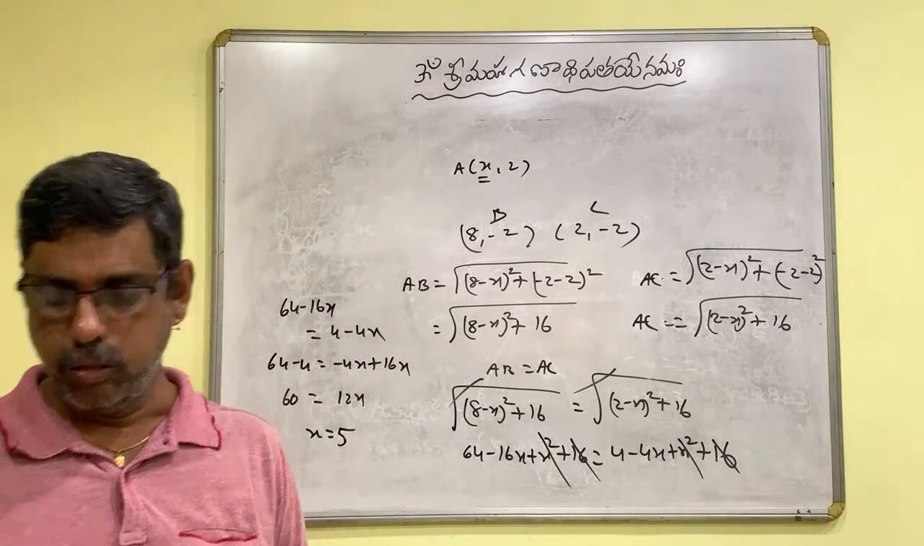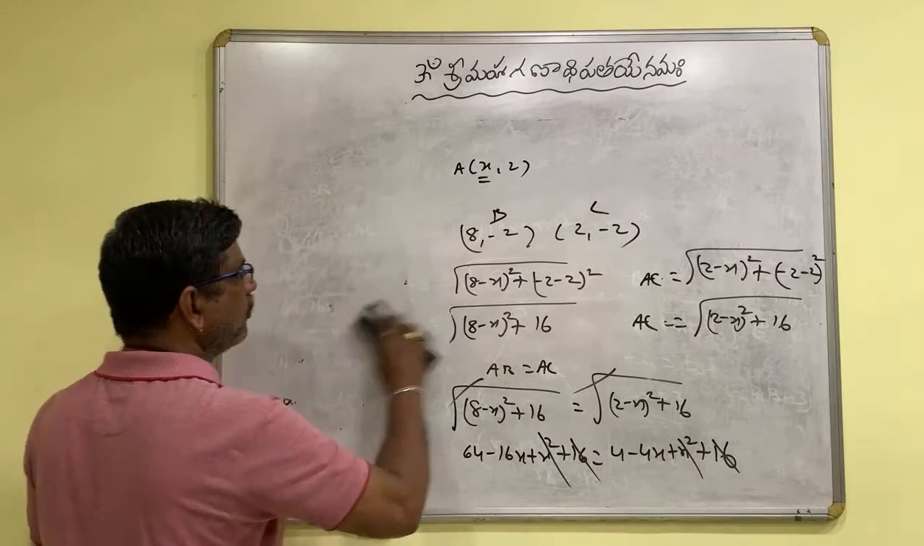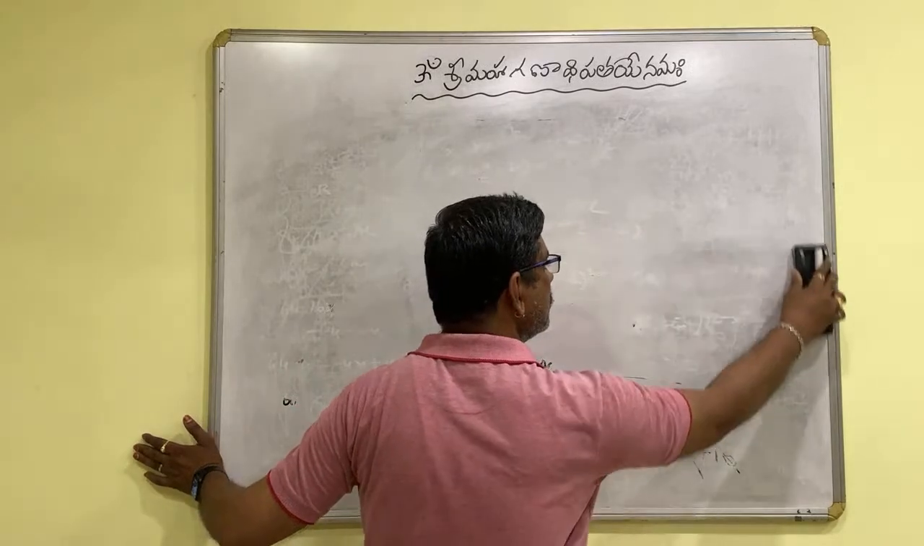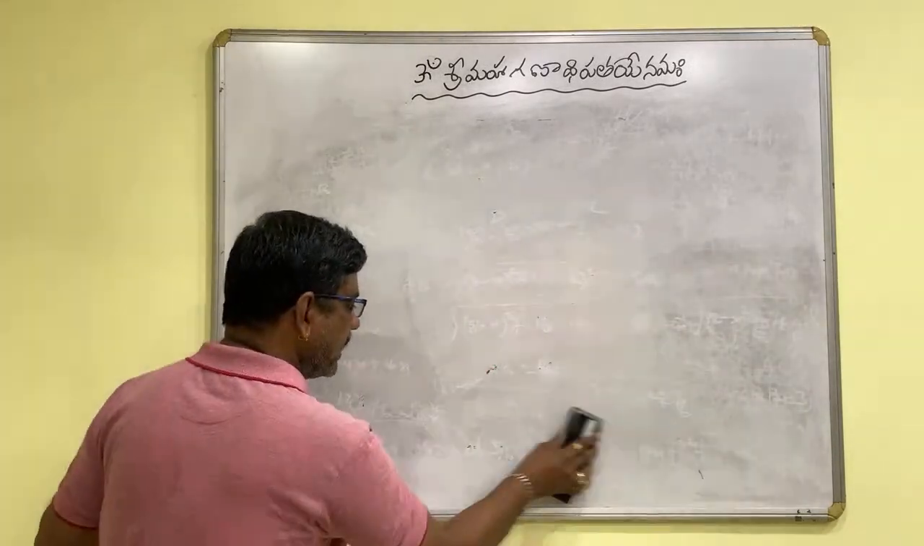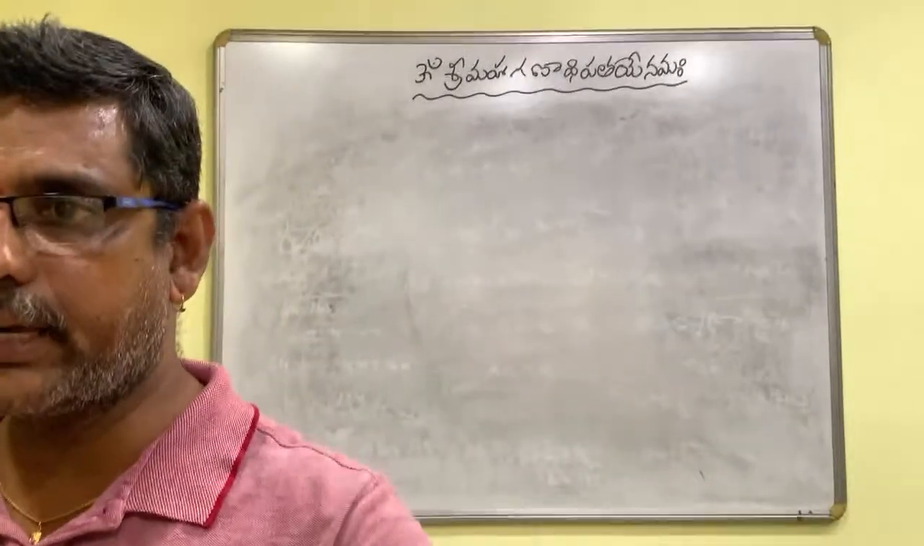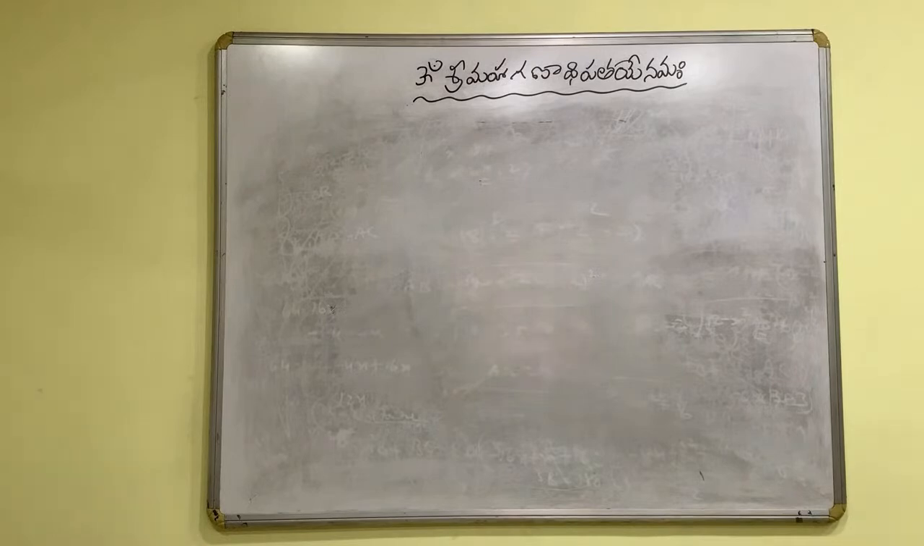Okay na? This is another model. One more model is there in distance formula. I'll tell you. I will not just explain it to you, you have to say the procedure for it. Okay na?